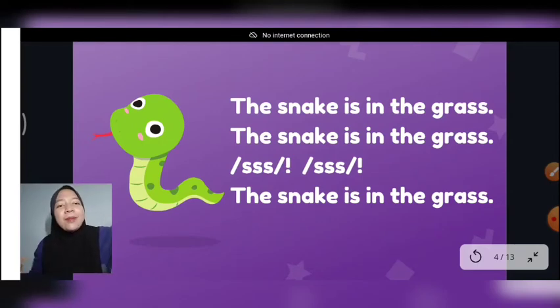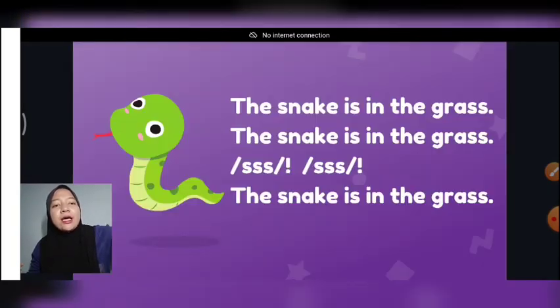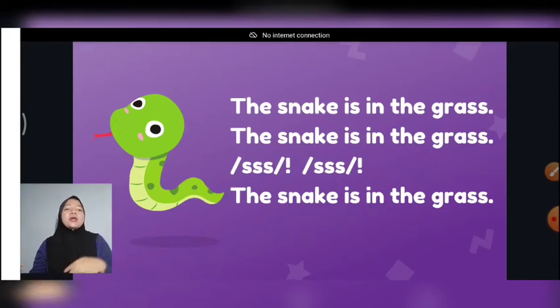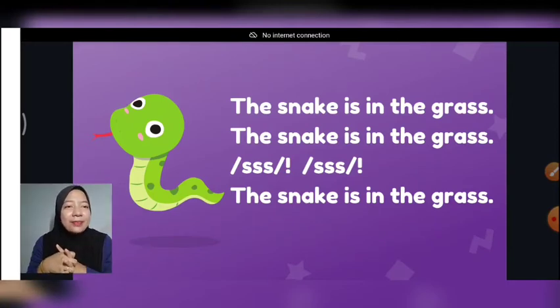So, when you get to here, you do the S action. Okay? Do the S action. You do S. Okay? So, we repeat once again. The snake is in the grass. The snake is in the grass. Okay, can you do it?